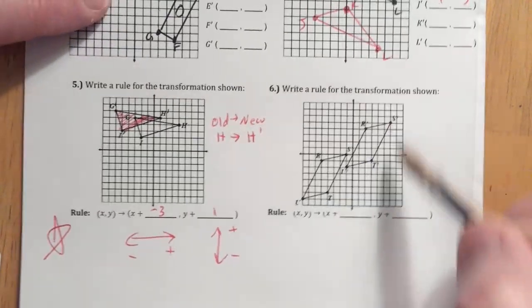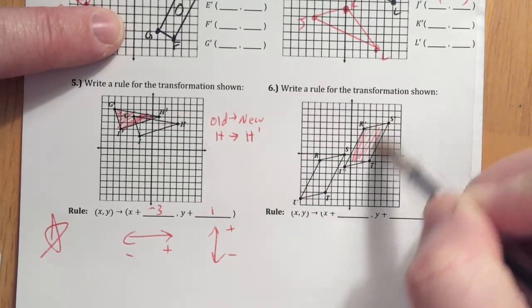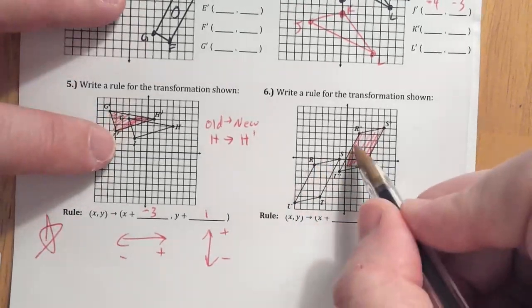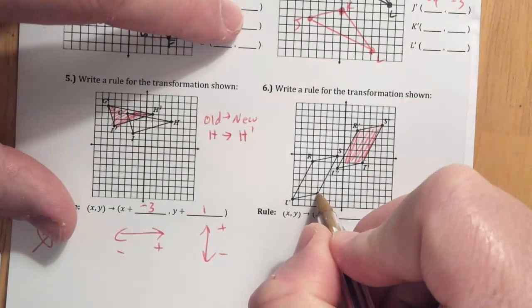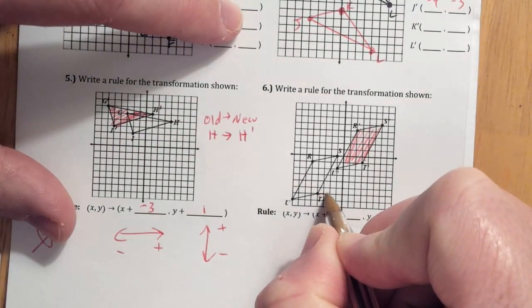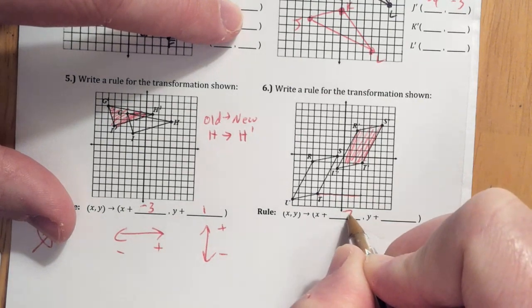All right, this one. So same idea. How do we get from this R to R prime? So I'm just going to shade one of these. How do we get from R to R prime or T to T prime? I'm going to use T because it's easier. So how do I get from T to T prime? I went positive 1, 2, 3, 4, 5, 6, 7. So that's positive 7.